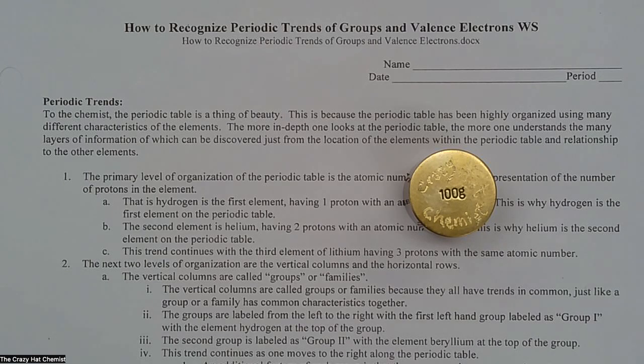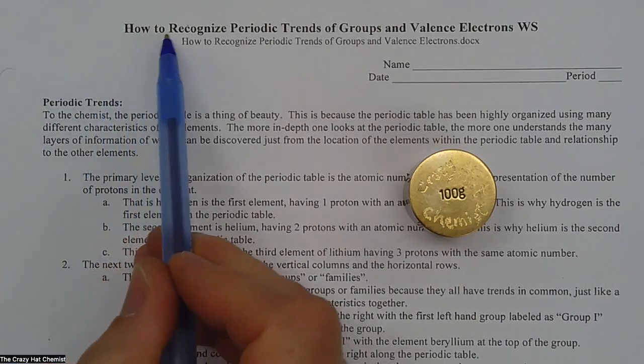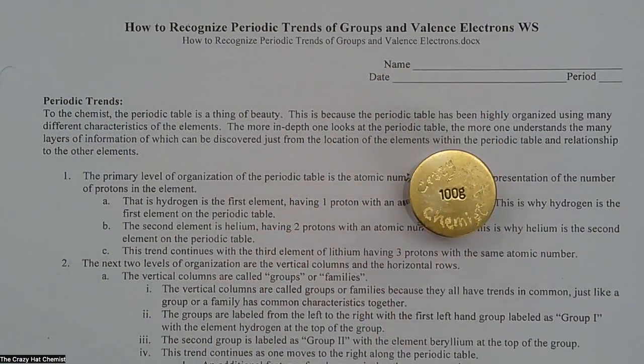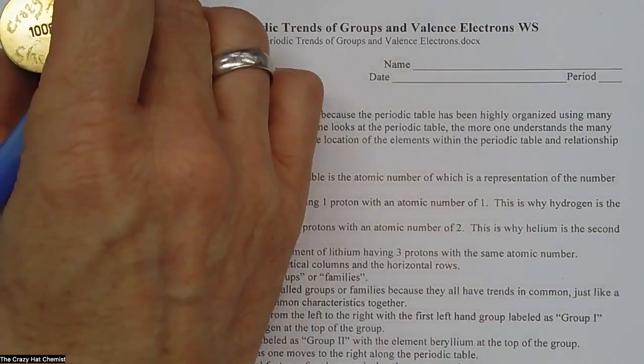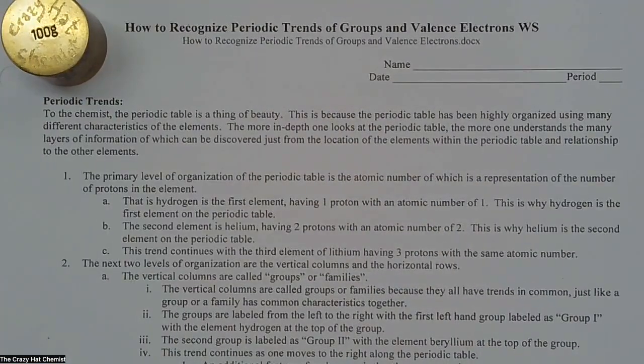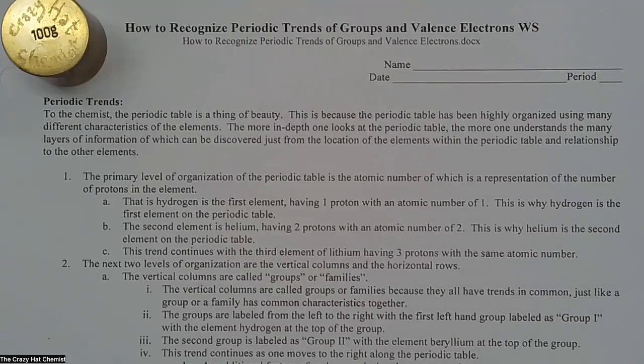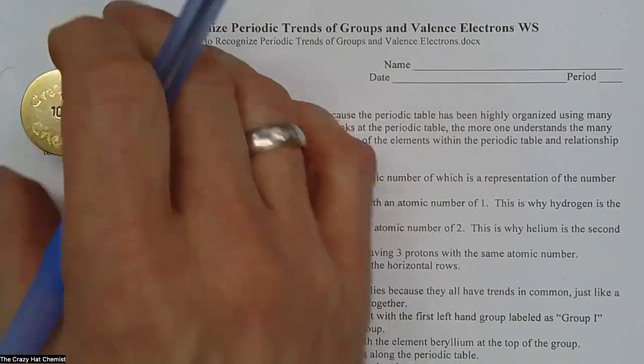So here we go with another video. Awesome. So how to recognize periodic trends of groups and valence electrons worksheet. So we're going to carry on through this one here. It should be a really good video. Lots of information on this one here. I'm going to be reading through some of this material, and then you're just going to follow along. We already have read this periodic trends and how awesome and cool the periodic table is. So we're going to focus on some other sections here, right over here.